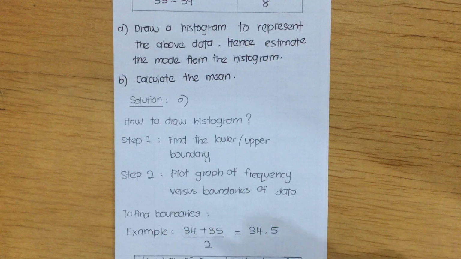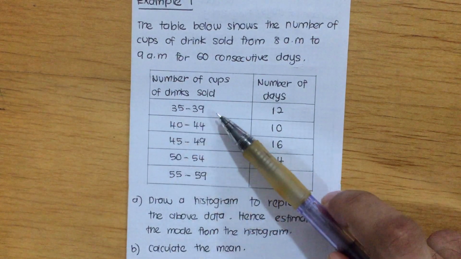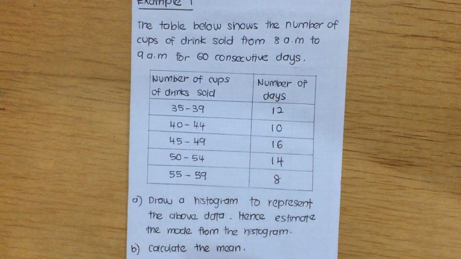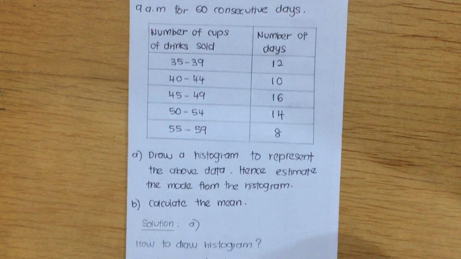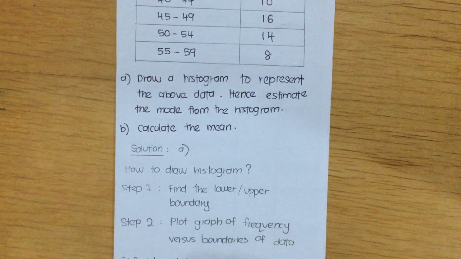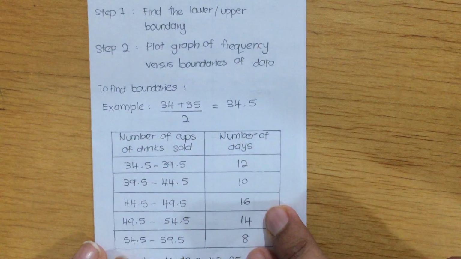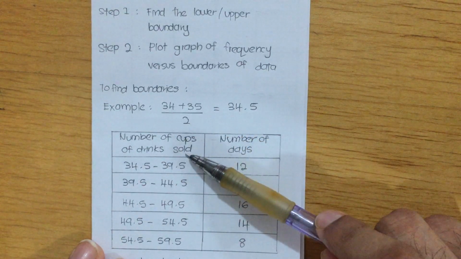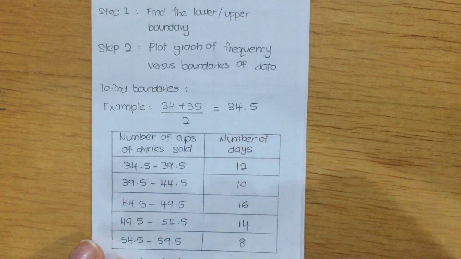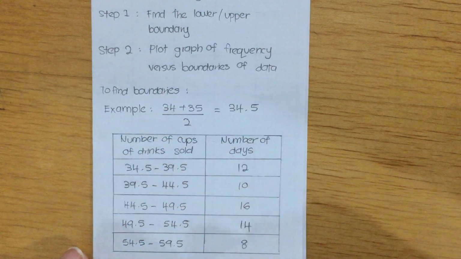So this is one example guys, but in this case you need to do it not only for the lower boundary, but you have to do it for the upper boundaries as well. Okay, I'm going to show you the full working of how I did the boundaries. Okay, let me pull this up. So this is the number of cups of drinks sold, and this is the number of days. I redrew another table guys for you to explain the boundaries.